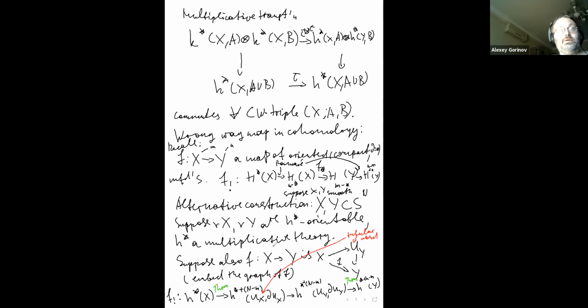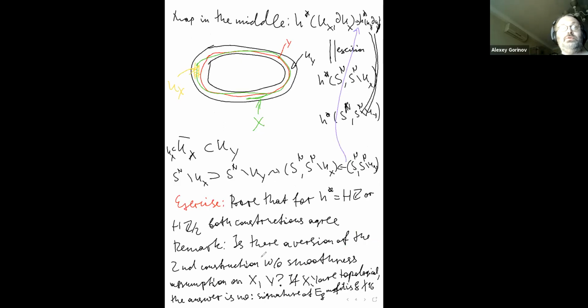Now the second construction works for smooth manifolds, and the question is: is there a way to generalize it to some other types of manifolds, which are not necessarily smooth, but let's say are homeomorphic to CW complexes, or homeomorphic to simplicial complexes?